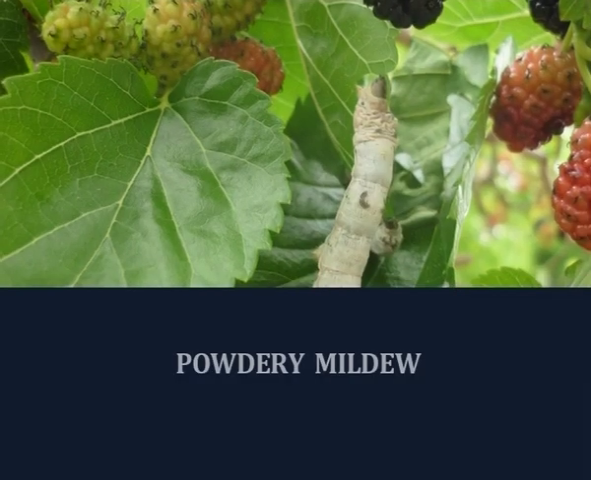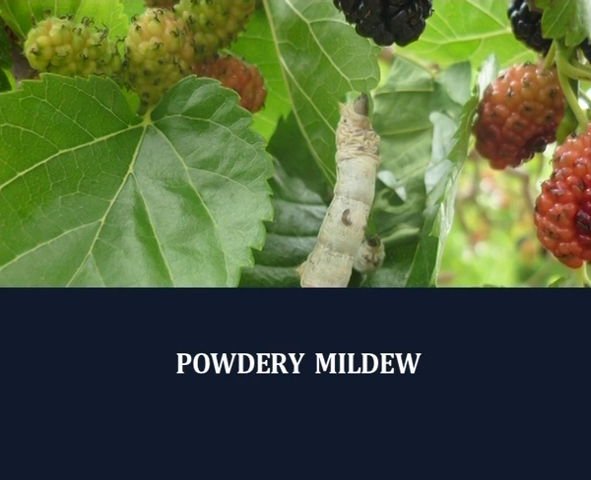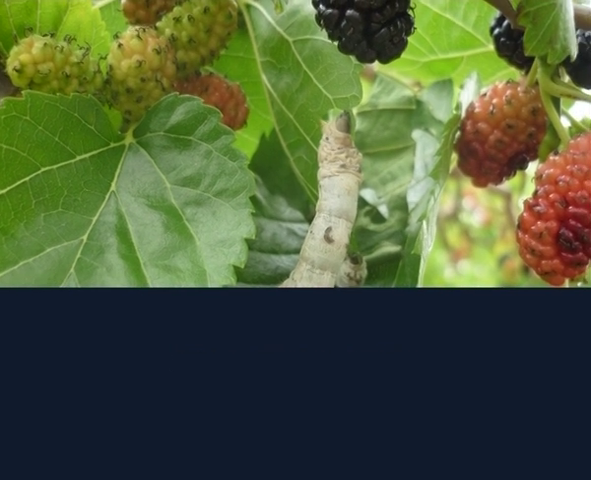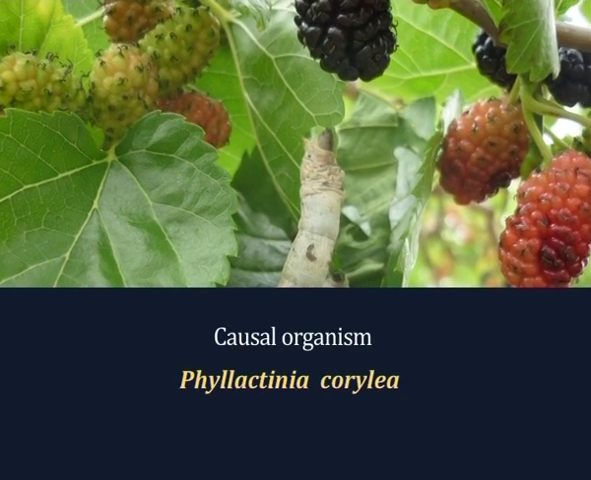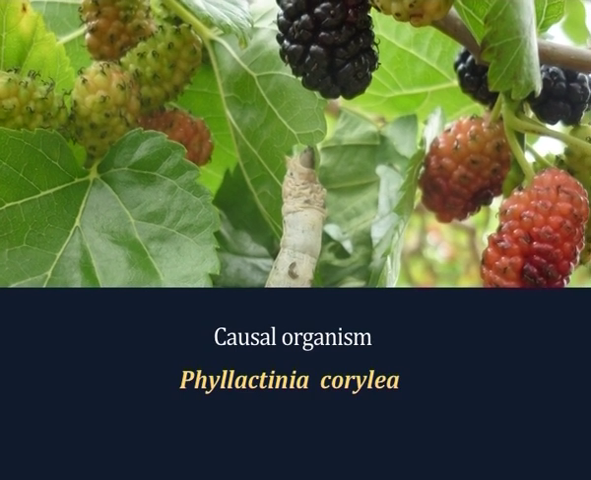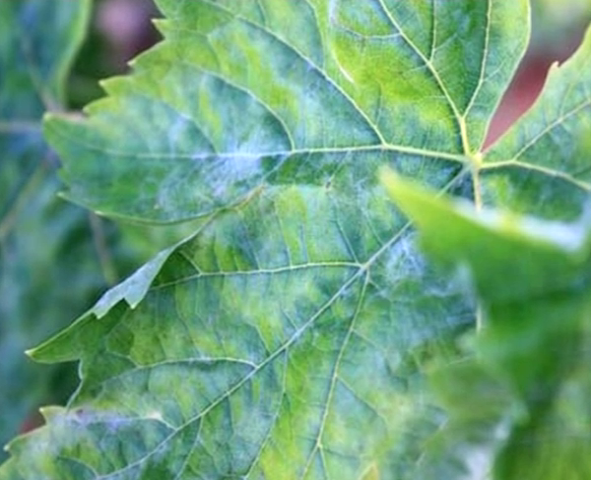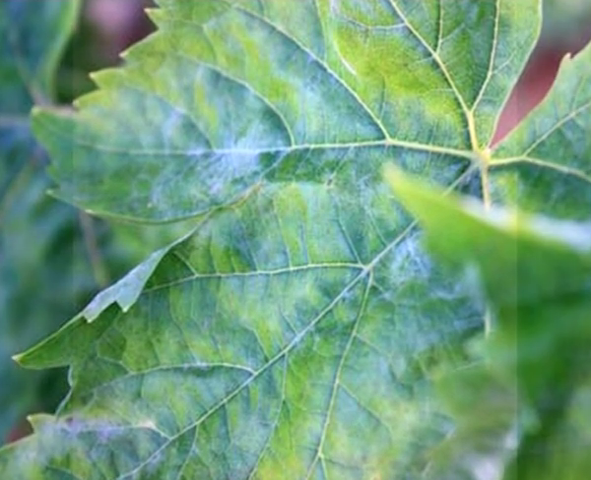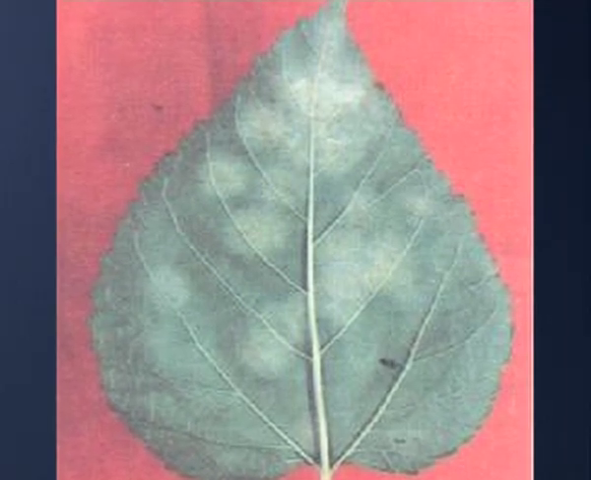Next important disease is the powdery mildew. The causal organism of the disease is Phyllactinia corylea. Now let's see the symptom of the disease. This disease can be easily identified by the appearance of white powdery patches on the lower surface of leaves. As the disease advances, the patches spread to entire leaf surface and turn blackish color.